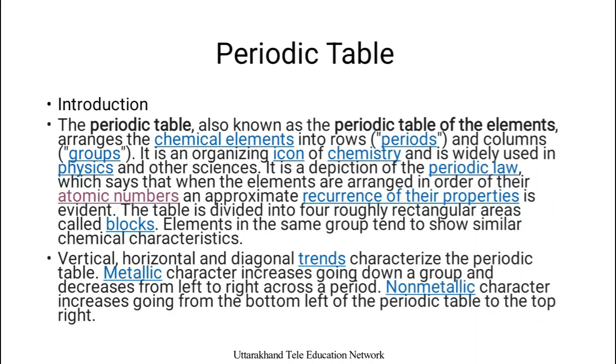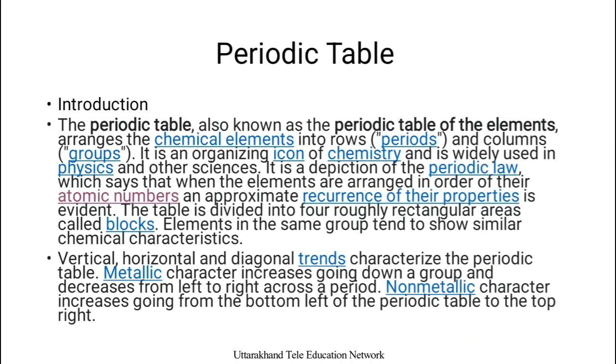Vertical, horizontal, and diagonal trends characterize the periodic table. Metallic character increases going down a group and decreases from left to right across a period, while non-metallic character increases going from left to right.